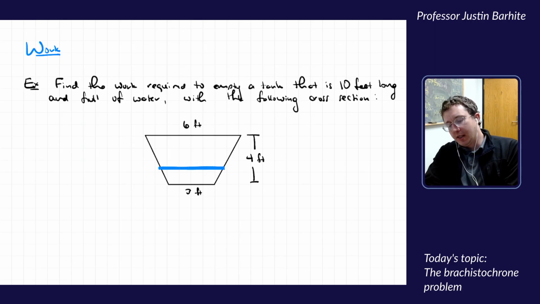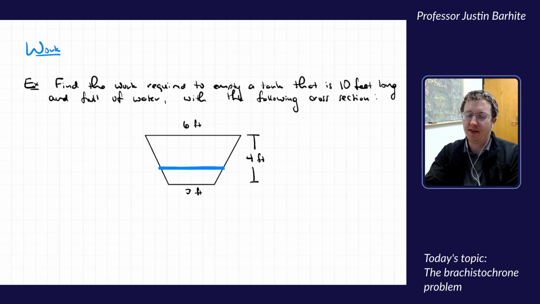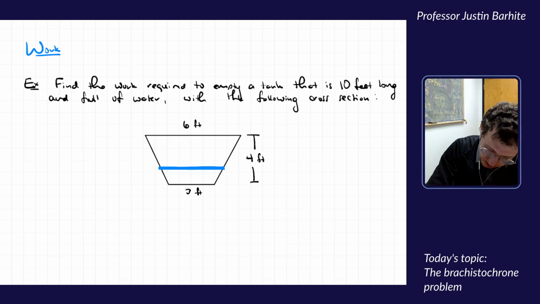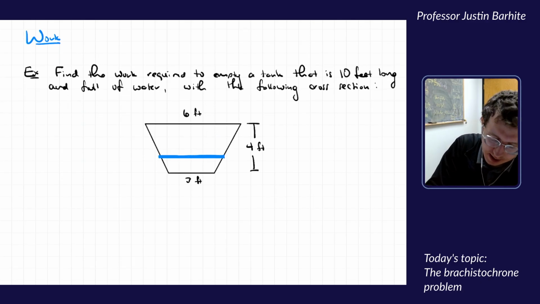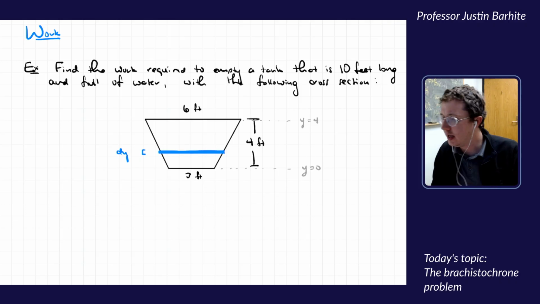What makes it easier to consider just one thin slab at a time instead of the whole tank is that this little slab, all this water, is essentially at the same height. So it all has to be raised by the same vertical distance, and that's a lot easier to think about than the entire tank at a time. So we'll say that it has a height of dy. Maybe I'll use a coordinate system where y equals 0 is the bottom of the tank, and y equals 4 is the top of the tank.